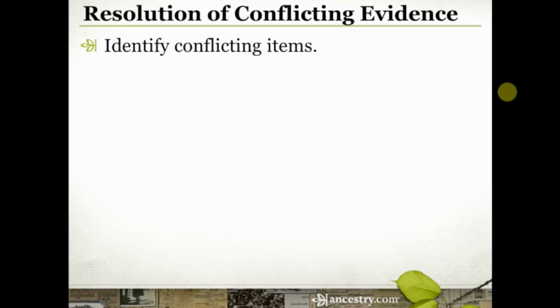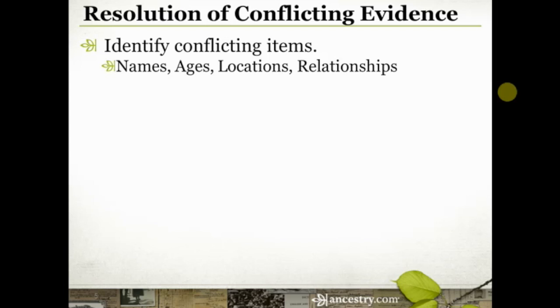You've created source citations as you've gone through that process. You've analyzed and correlated the information you've collected. And now what you're doing as part of this process is identifying which pieces of information conflict. Specifically, there are certain kinds of things that you're going to look for.